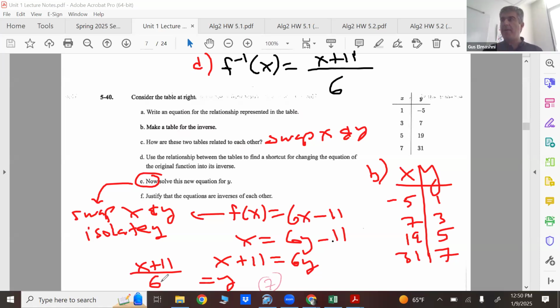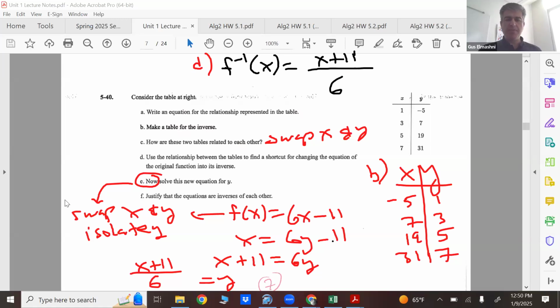But ultimately, you're going to want to get better at just doing algebraic like I just did for part E. So again, for part E, take the original equation, swap the x and y positions, solve for y after you swap. Lastly, for part F, justify that they're inverses of each other. You could do this. I showed you guys a kind of a wacky way the other day, and that was a little premature. You could just do this.